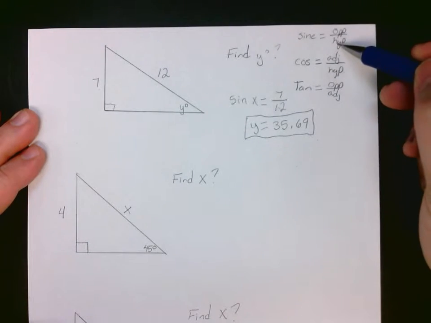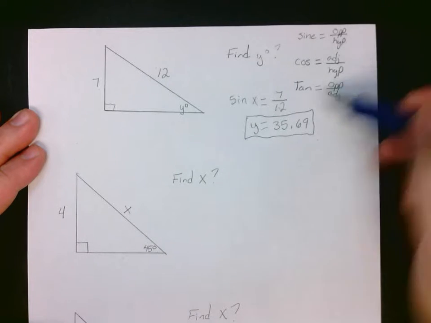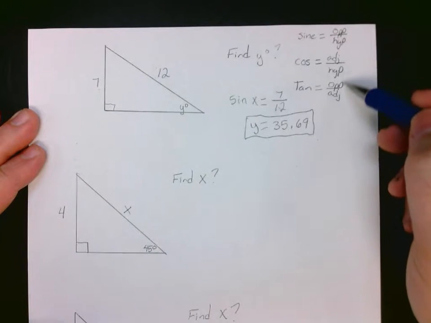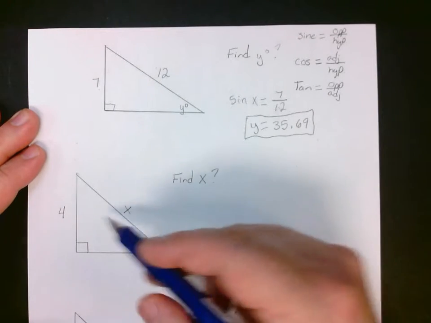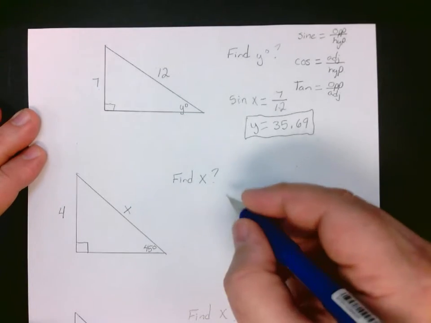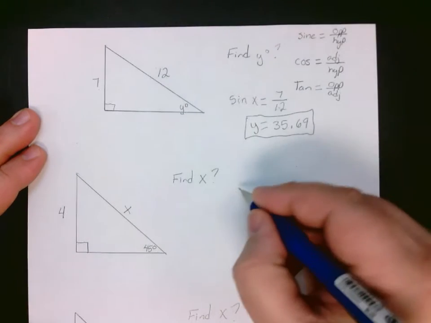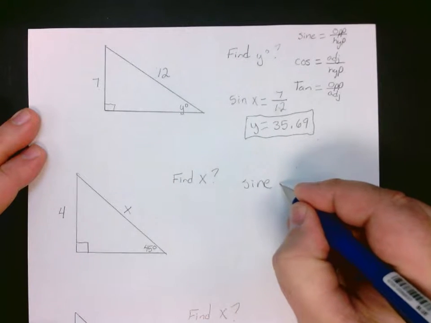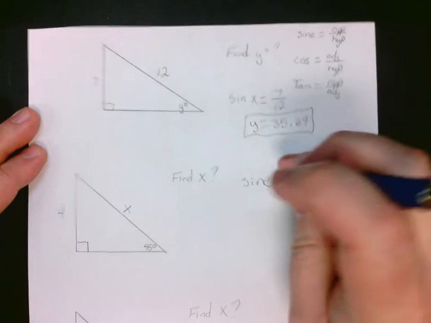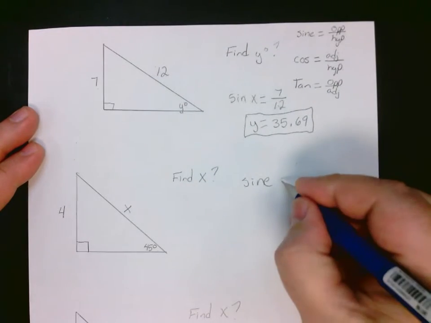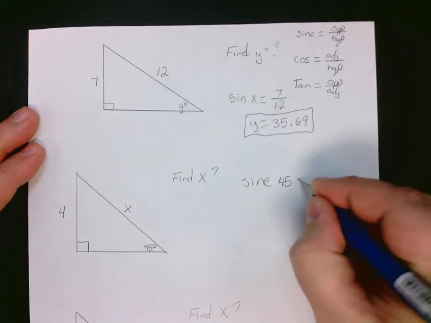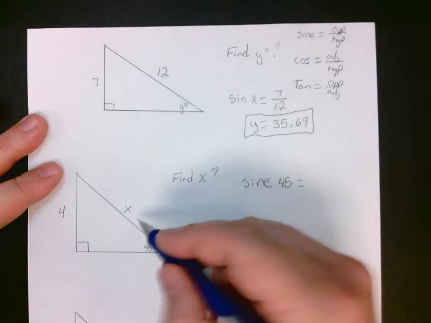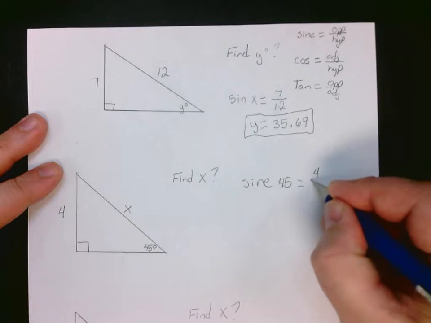Opposite over hypotenuse works for sine. If we were looking for this down here, we'd have opposite over adjacent, so that would be tangent. But in this case, we have opposite over hypotenuse. This dictates how you set this up. So we write sine of 45 equals opposite over hypotenuse, because that's what we have. So it's 4 over x.